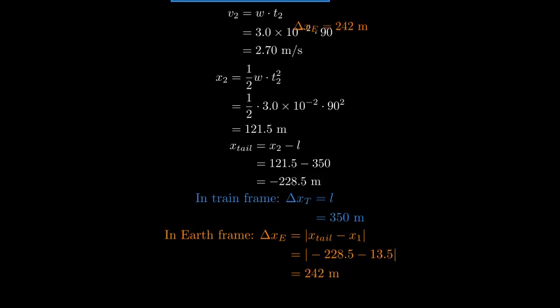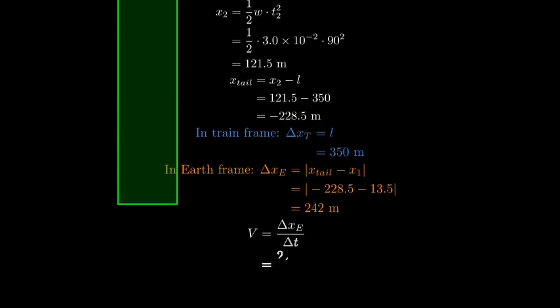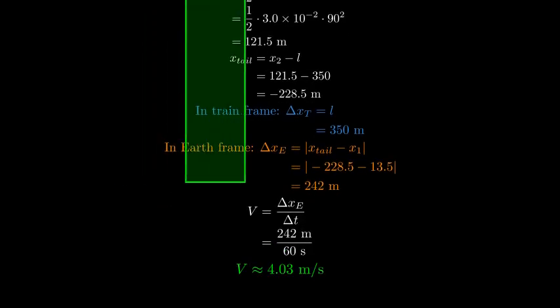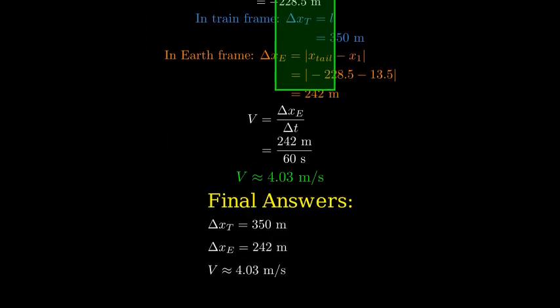Finally, for part B, we need to find the velocity v of a reference frame K, where both events occur at the same spatial location. For events to occur at the same place in a moving frame, that frame must move at the right speed to connect the events. We can calculate this speed as the spatial separation in the earth frame divided by the time separation between events. V equals 242 meters divided by 60 seconds, which equals approximately 4.03 meters per second.